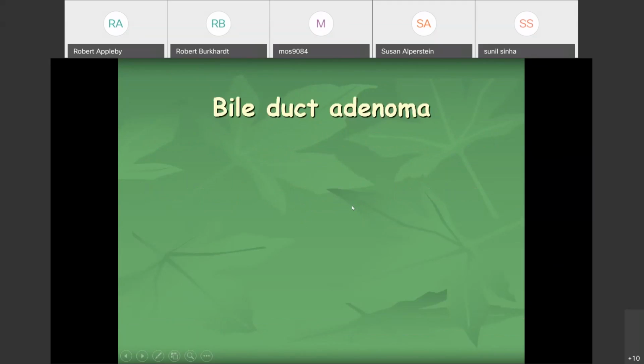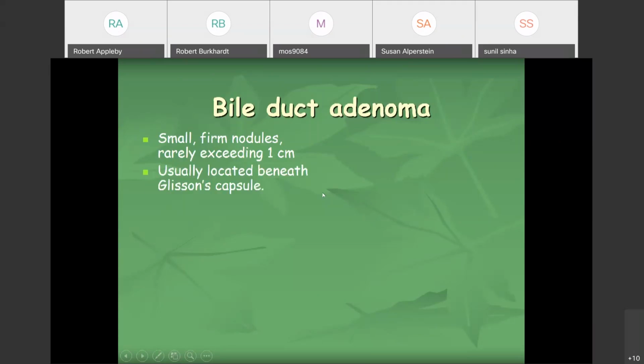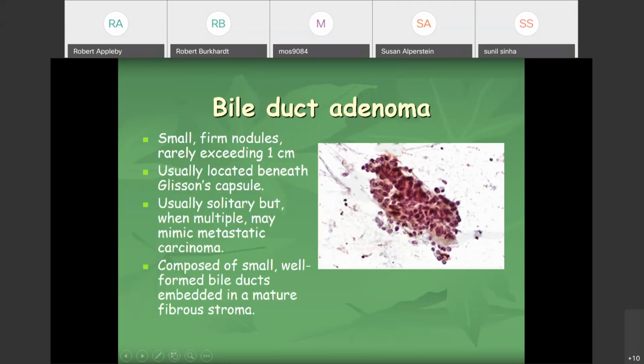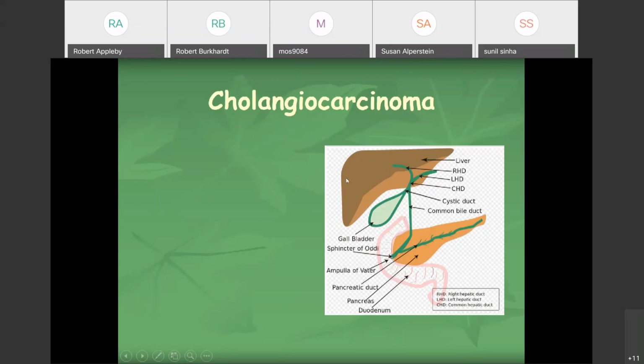And intrahepatic bile duct tumor, benign small firm nodule, usually beneath Glisson's capsule, usually solitary, but sometimes multiple could mimic metastatic carcinoma, composed of small, well-formed bile duct embedded in mature stroma. Here's FNA of bile duct adenoma, the cytology.